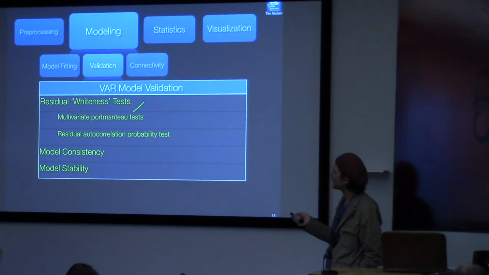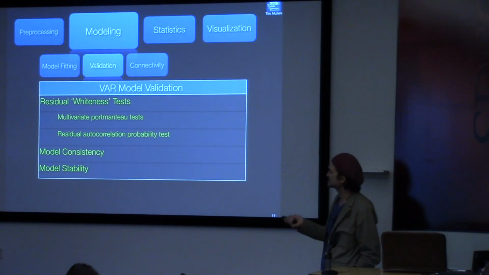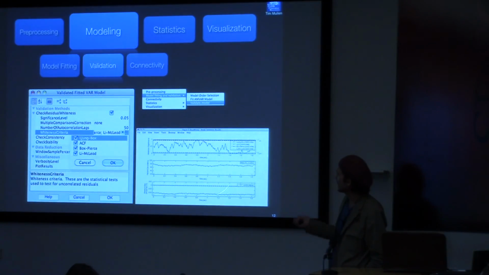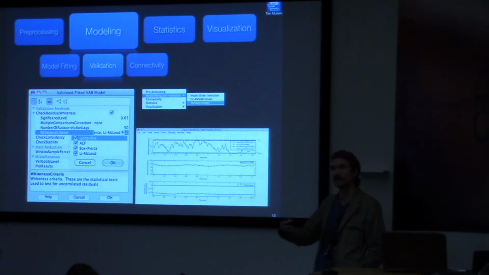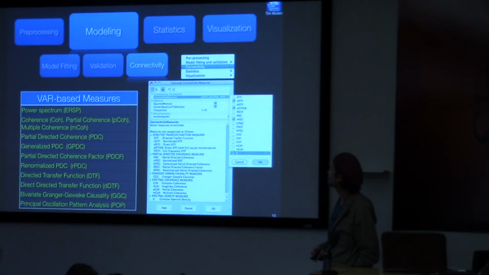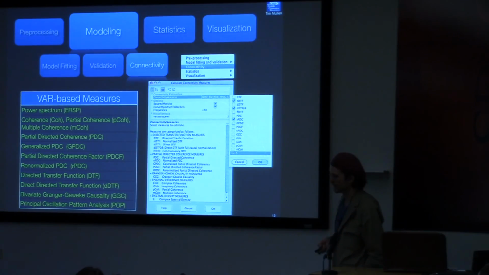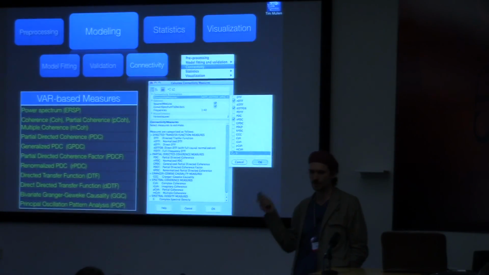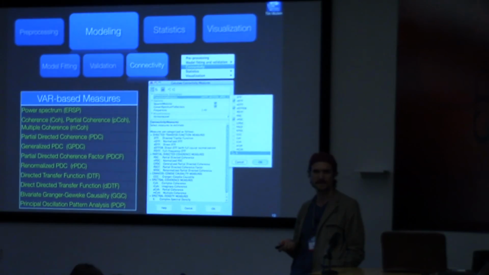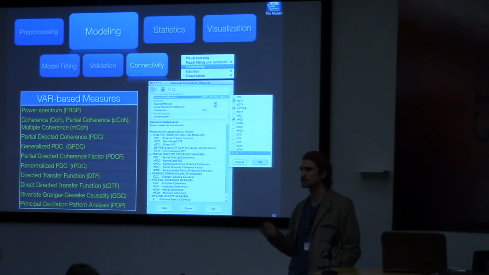Validating the model, different ways of testing whether your models fit the data well: whiteness test, consistency, stability. Again, graphical tools help you visualize the results of that and determine whether your model's fitting the data properly. Connectivity analysis, there's about 15 or 16, I have to count them again, but a number of different measures for functional and effective connectivity. Pretty much all the ones you typically will find in the research over the last decade can be derived from these kinds of models, so you'll find them here.